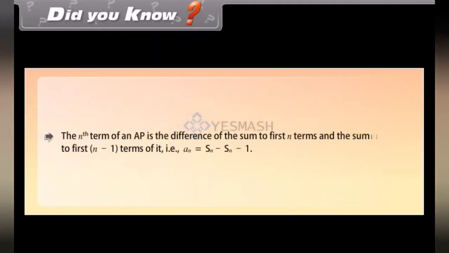Did you know? The nth term of an AP is the difference of the sum to first n terms and the sum to first n minus 1 terms of it, that is, an is equal to Sn minus S(n minus 1).